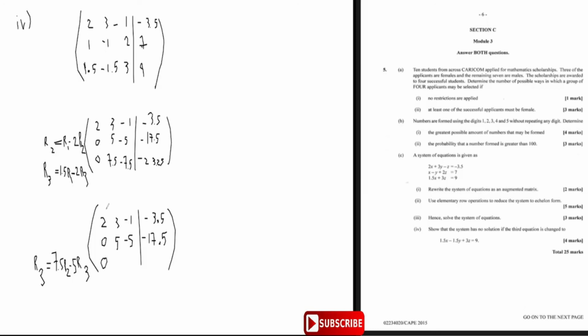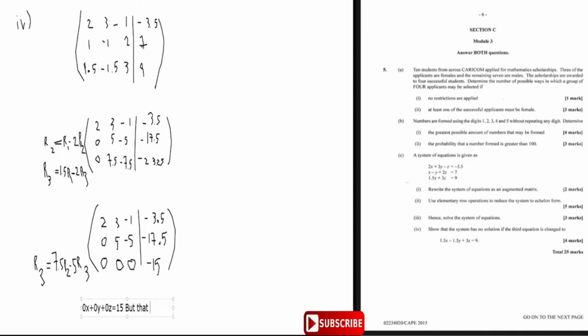This will become zero, and this will become zero. Then testing this now, 7.5 times row 2 minus 5 times row 3, which is minus 7.5, that also becomes 0. But then what this is giving us is 7.5 times minus 17.5, minus 5 times minus 23.25, that's minus 15. Now look, what is this? This is telling us that 0x plus 0y plus 0z is equal to 15.